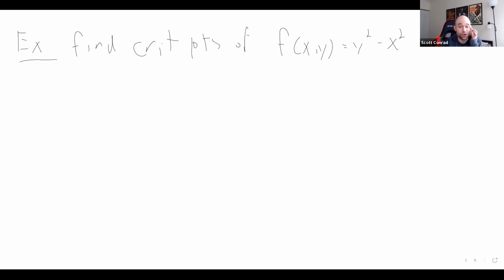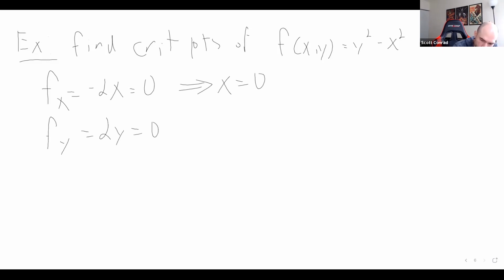Right, so it turns out the only critical point here is 0, 0, because the partial with respect to x is negative 2x. Set that equal to 0, which means x has to be 0 at a critical point. And our partial with respect to y is 2y. Setting that equal to 0 means y has to be 0 at a critical point. So 0, 0 is going to be our only critical point.